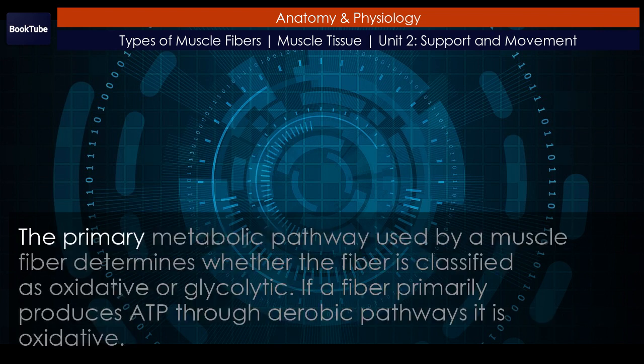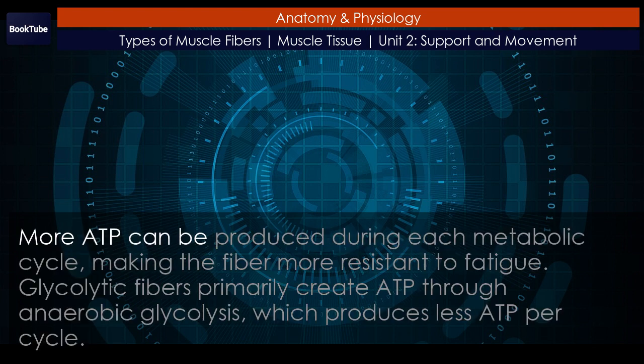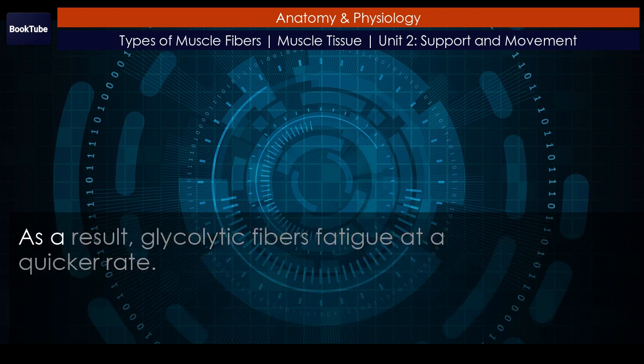The primary metabolic pathway used by a muscle fiber determines whether the fiber is classified as oxidative or glycolytic. If a fiber primarily produces ATP through aerobic pathways, it is oxidative. More ATP can be produced during each metabolic cycle, making the fiber more resistant to fatigue. Glycolytic fibers primarily create ATP through anaerobic glycolysis, which produces less ATP per cycle. As a result, glycolytic fibers fatigue at a quicker rate.